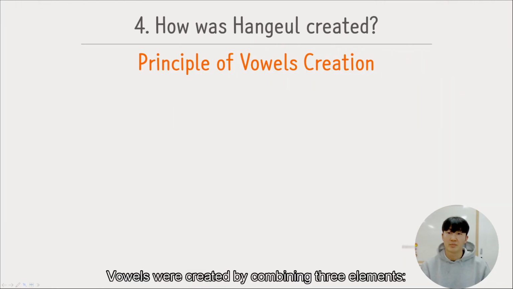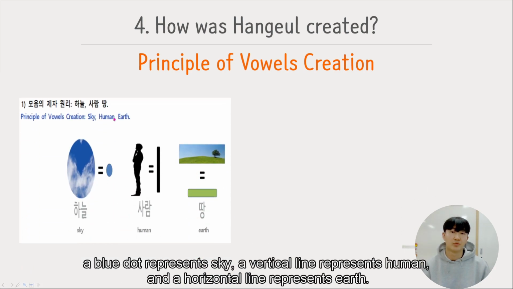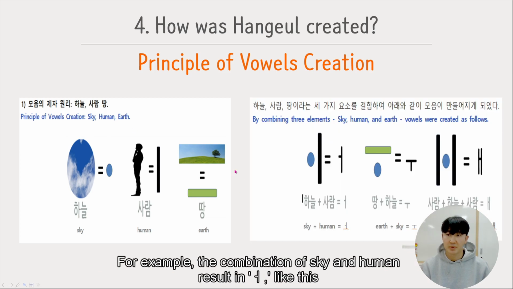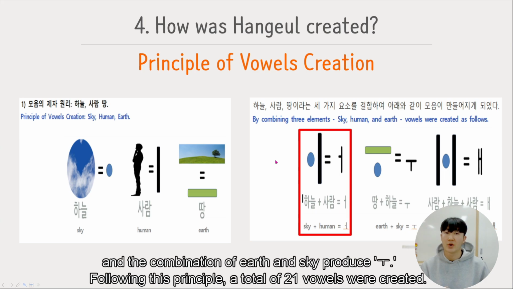Vowels were created by combining three elements. A blue dot represents sky, a vertical line represents human, and a horizontal line represents earth. For example, the combination of sky and human results in 아, like this, and the combination of earth and sky produces 우. Following this principle, a total of 21 vowels were created.